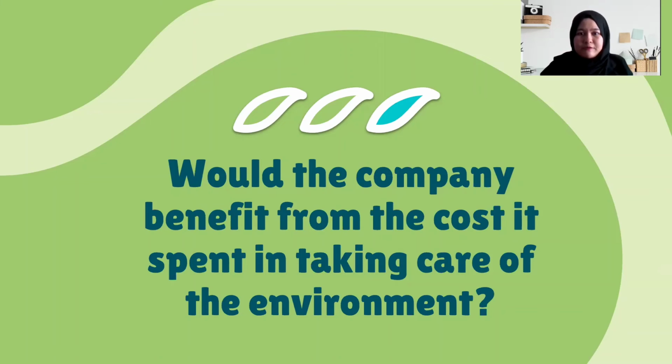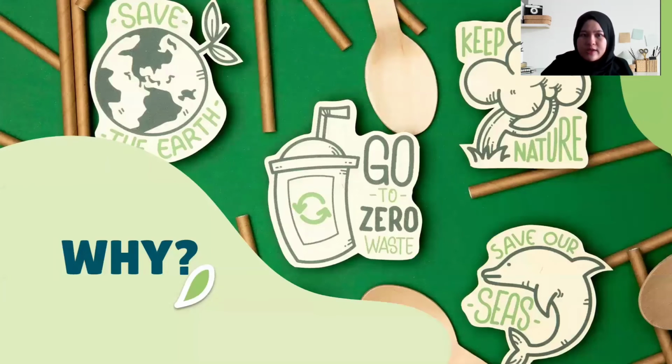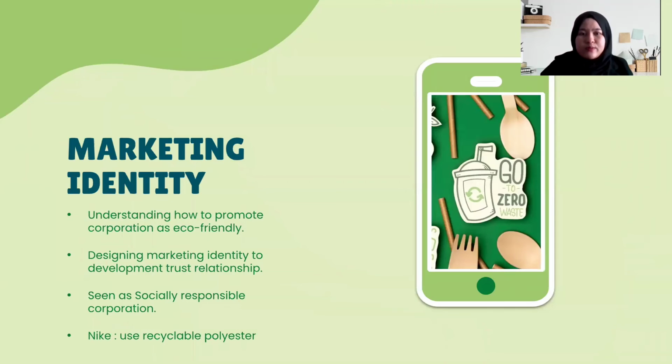Next, would the company benefit from the cost it spent in taking care of the environment? The answer is yes. And why? It is because it will help in promoting marketing identity by understanding how to promote corporations as eco-friendly and designing marketing identity to develop trust relationships. The company will be seen as a socially responsible corporation. For example, Nike uses recyclable polyester for the production of its shoes.